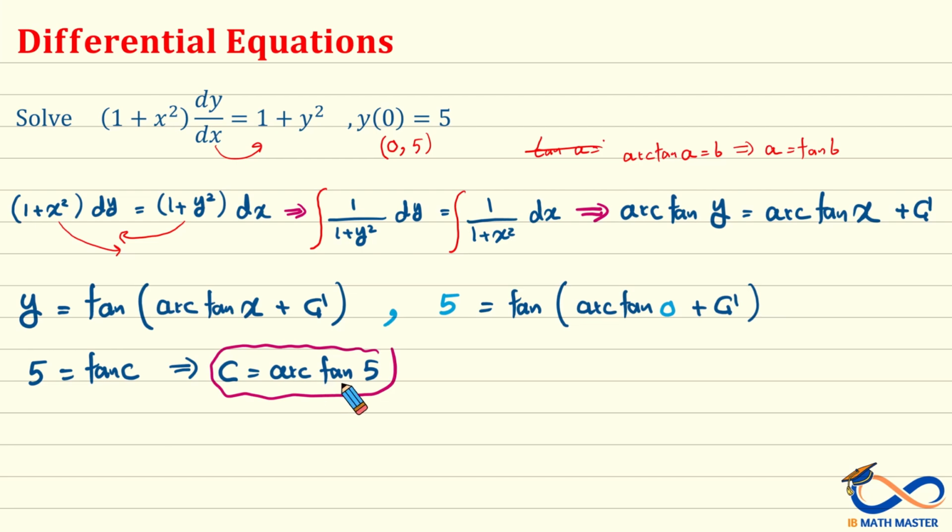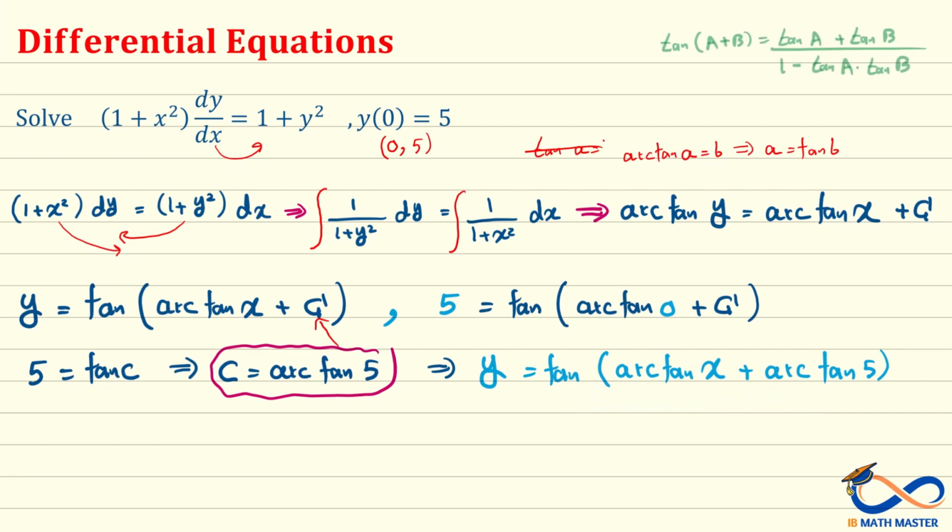Now, take this c and put it in the solution here. So y will be tangent of this. Instead of c, we put arctangent 5. So this is the final particular solution to this differential equation, but we will simplify it now in a nice way. Here we have tangent of this plus this, which reminds us of this formula that's given in the IB booklet.